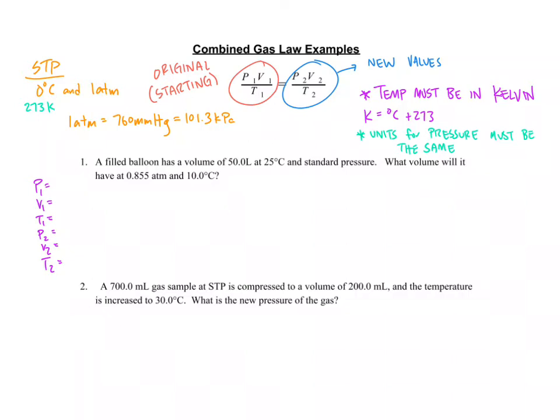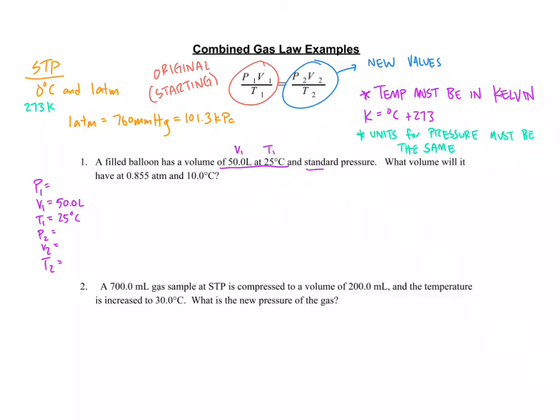So a filled balloon has a volume of 50 liters at 25 degrees Celsius. So this is implying that this is your starting volume. Liters measures volume, so this is V1. 25 degrees Celsius. That's the temperature at which the balloon is currently. So that's my T1. So I'll go ahead and fill those in. So volume is 50 liters. Temperature is 25 degrees Celsius.